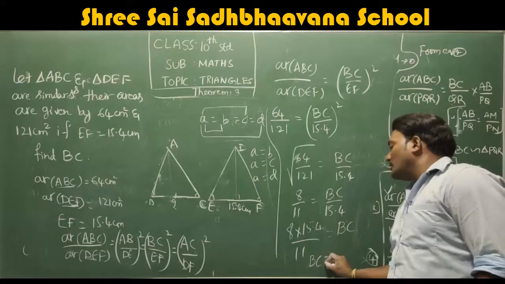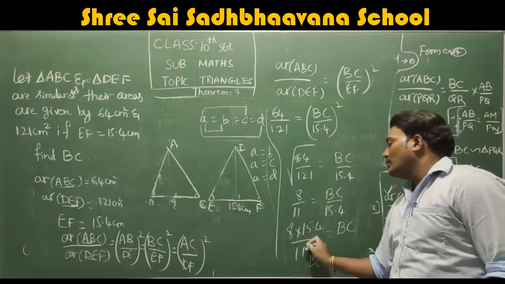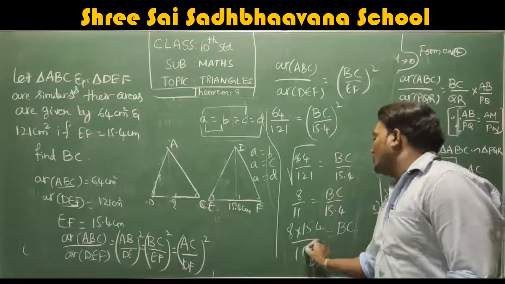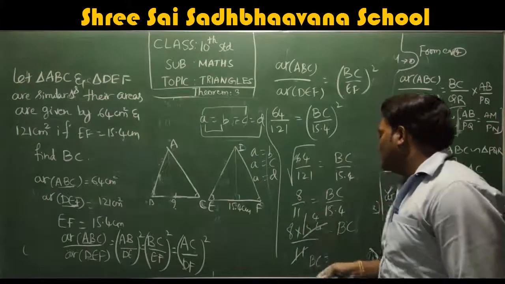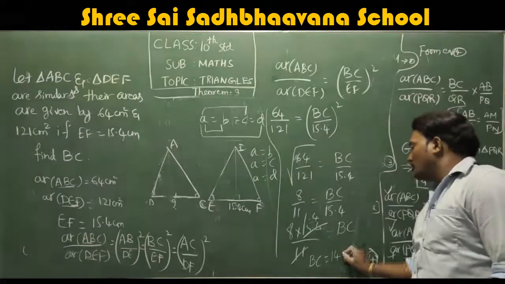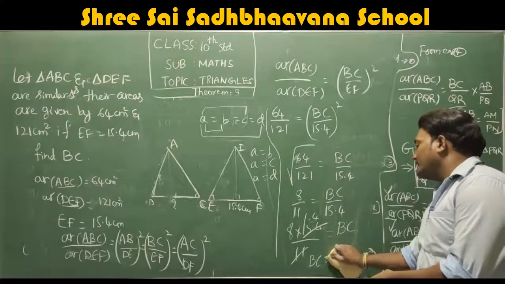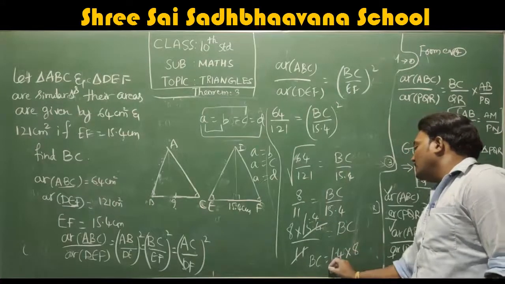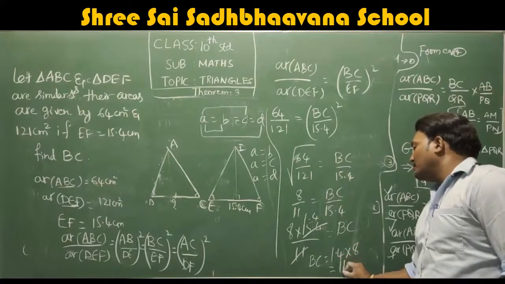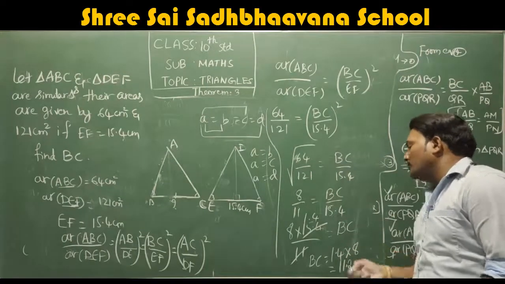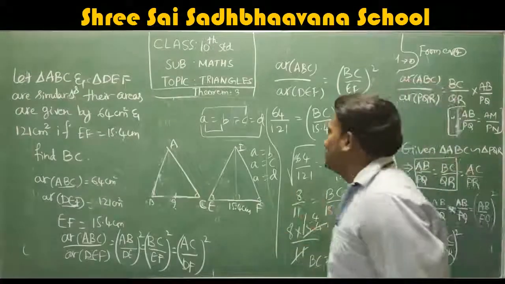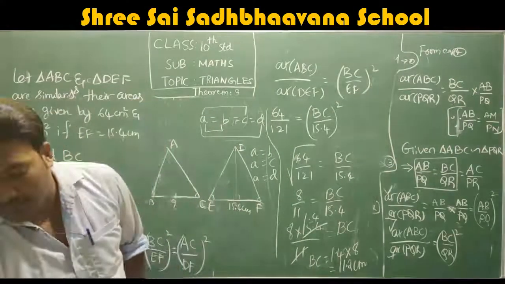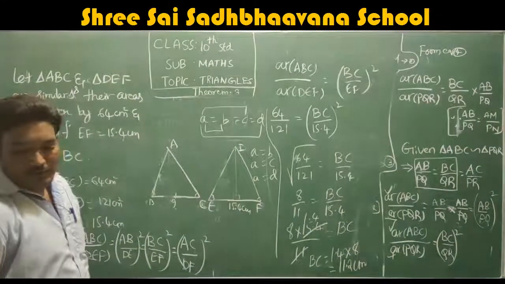And just do the calculation. 11, it comes around, 11 ones are 11, 11 fours are 44, so 1.4 it will come. Okay, 1.4 into 8 will be how much? 11.2 centimeters. So the simplification part is easy, not a problem. You just understand the basic thing which you have to know.